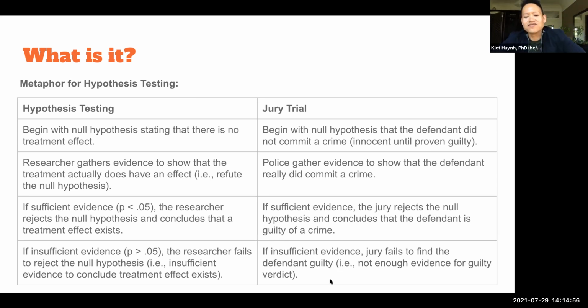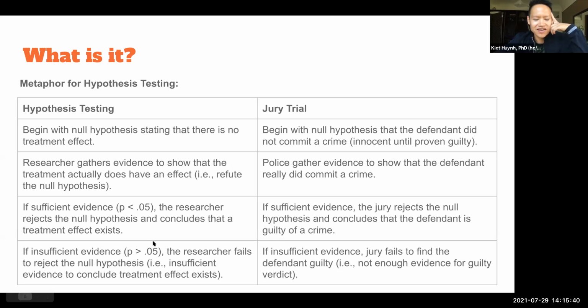Same thing with the jury trial. If there's not enough evidence, the jury fails to find that the defendant is guilty. That doesn't mean that the defendant is not guilty. Maybe they could have committed the crime, but really the point of the jury is for the police to show enough evidence to prove beyond a reasonable doubt that this person did commit the crime, and there's no other plausible explanation. But if there's not enough evidence, then even if the jury may feel that the person committed the crime, they need a specific piece of evidence to really back up that opinion.